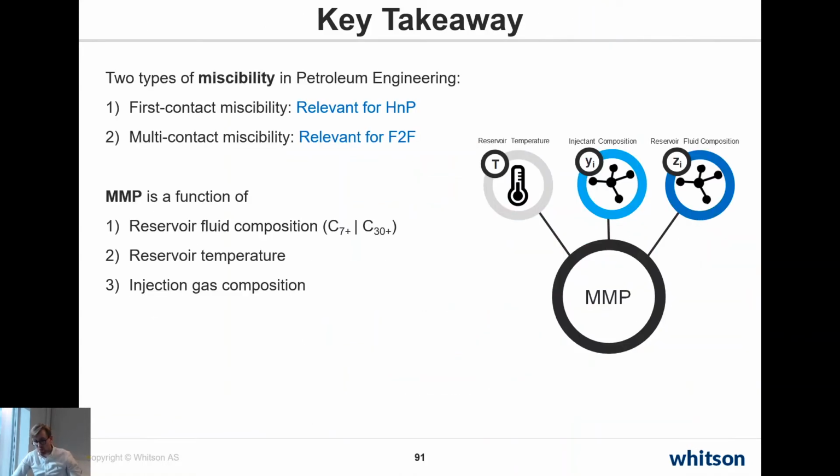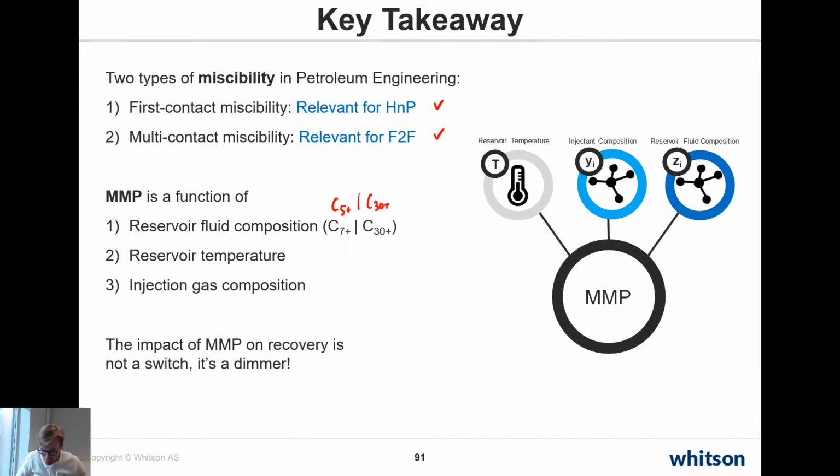Yeah, so we learn a few key takeaways. And that's two different types of miscibility: first contact, which we'll talk more about, and multi-contact. And then we have that MMP is a strong function of reservoir fluid composition. Here I used C30+ versus C7+, but it can also be C5+ versus C30+. Really doesn't matter. Reservoir temperature and injection gas composition also matter.